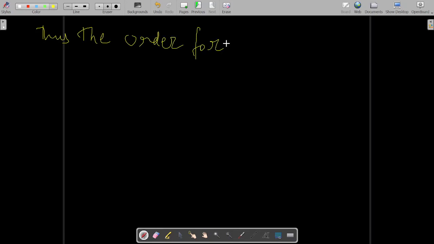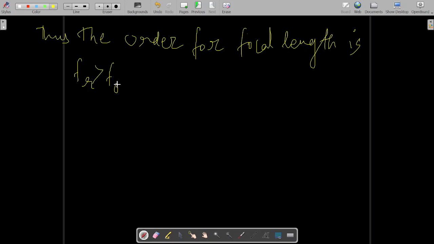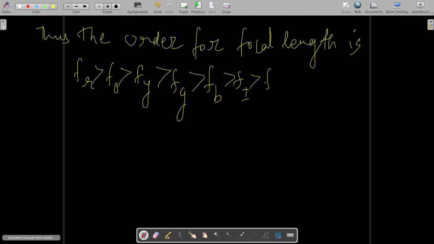So let's write in the next page. The order for focal length will be: f of red will be greater than f of orange, that will be greater than f of yellow, that will be greater than f of green, that will be greater than f of blue, that will be greater than f of indigo, that will be greater than f of violet. So this is the order for focal length.